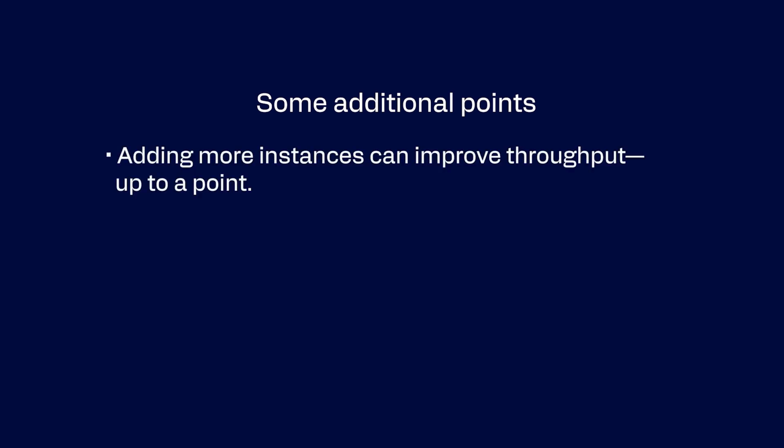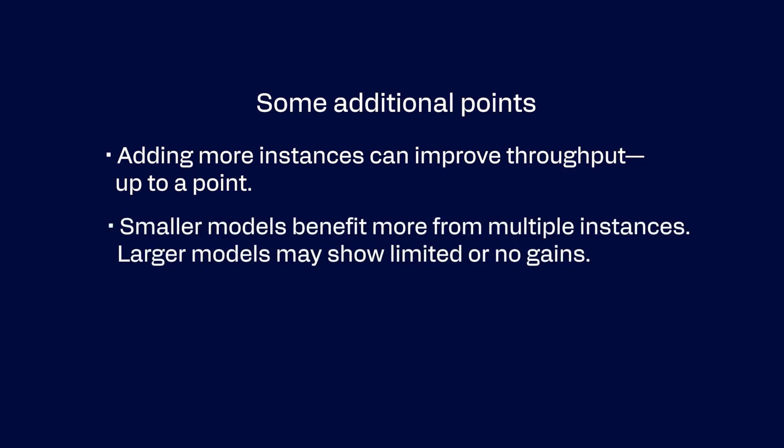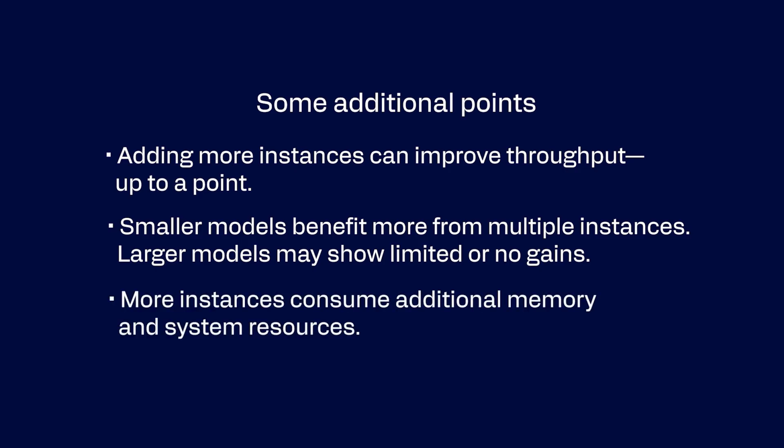Some additional notes to keep in mind. Adding more instances may yield better throughput until a performance plateau is reached, after which adding more instances won't improve peak throughput, especially for smaller models, which may benefit more from adding more instances. Larger models might not show any significant improvements. Adding more instances comes at the cost of resources. That is, adding another instance will consume more memory.